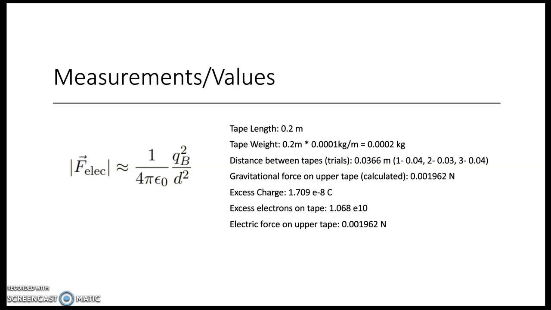This measurement of distance, as well as the weight of the tape and the length of the piece of tape, is then used to calculate the gravitational force that is acting on the upper piece of tape, which is 0.001962 newtons. The distance between the tapes was an average of the three trials which were conducted, which would be 0.04 meters, 0.03 meters, and 0.04 meters, respectively.